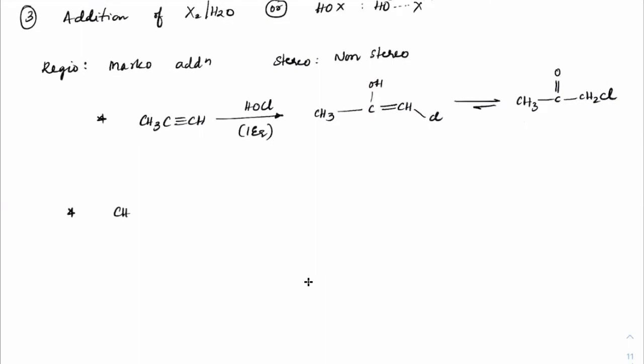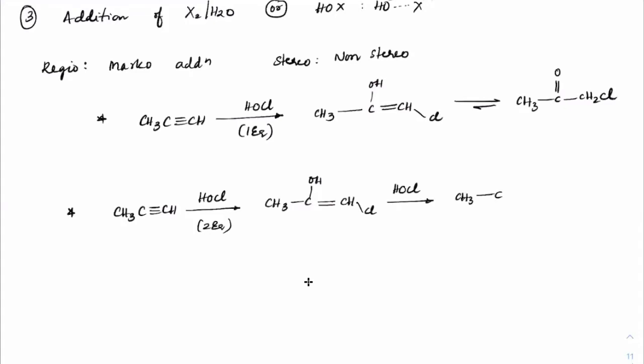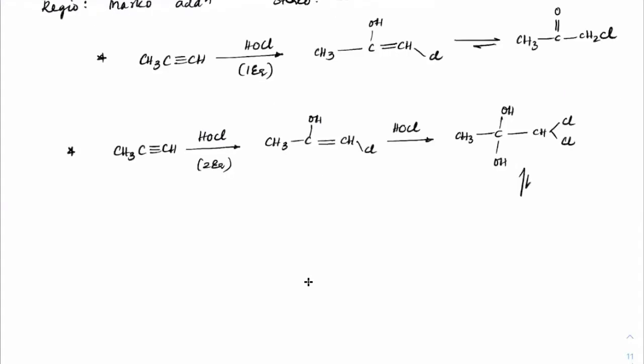Suppose the same reaction, if I took 2 equivalents, C triple bond CH and 2 equivalents of HOCl. First, this would form C(OH) double bond CHCl. Again, the second mole will attack here to form CH3, C(OH)(OH) with CH(Cl)(Cl). Same is the problem here also. Two OH groups on the carbon cannot exist for a long time, so they will come out as H2O, and again the keto group will form. So the only difference between the first reaction and second reaction is the number of chlorines.